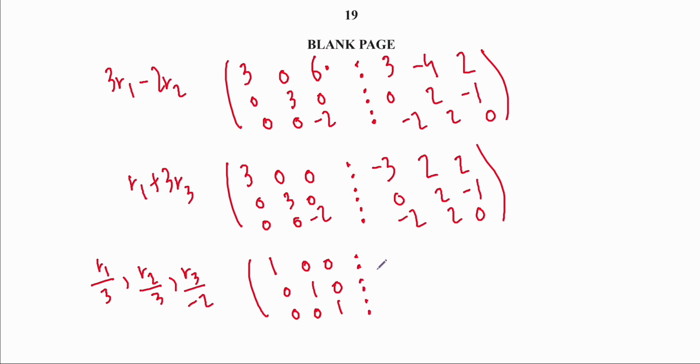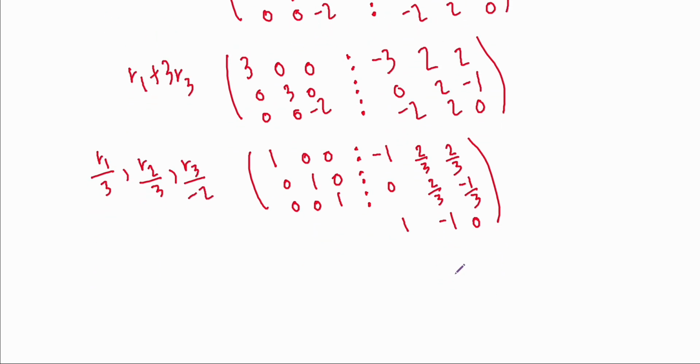And I do the same thing for this side. So I do row 1 divided by 3. So I get negative 1, 2 over 3, 2 over 3. Row 2 divided by 3. So that's 0, 2 over 3, negative 1 over 3. And I do row 3 divided by negative 2. So I get 1, negative 1, and 0. And that's it. This is going to be our inverse matrix.